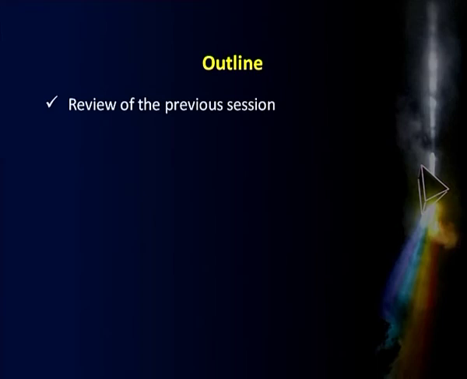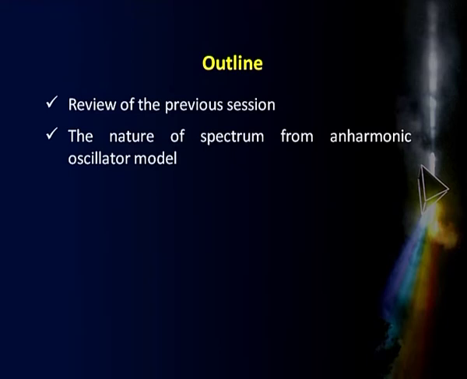To begin with, I will give you a review of what we did in the previous session so that we know the foundations. Then I'll talk about the nature of spectrum from an anharmonic oscillator model. Because in the previous session, we worked in detail on the harmonic oscillator, and then we introduced anharmonicity and the anharmonic oscillator, but we have to talk about the nature of spectrum which comes from there.